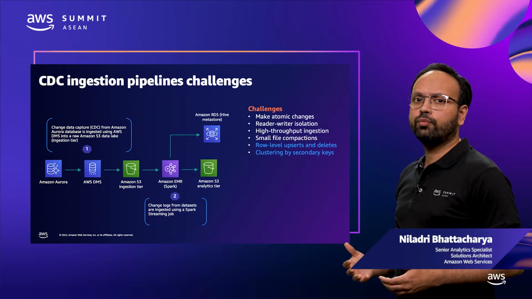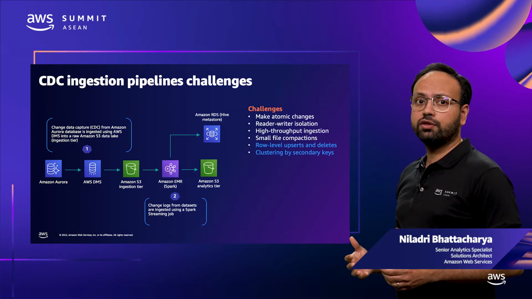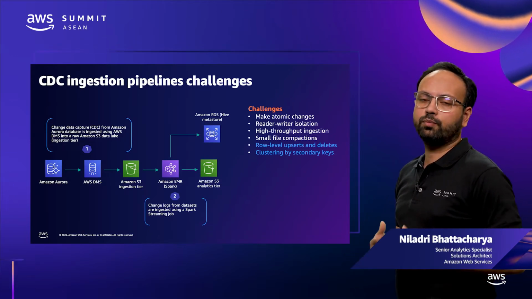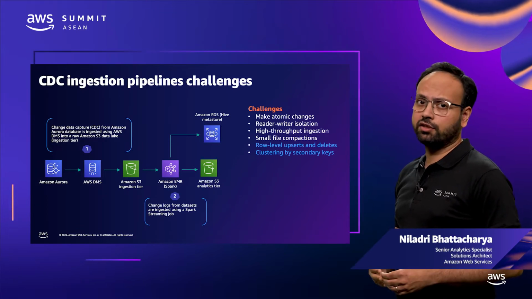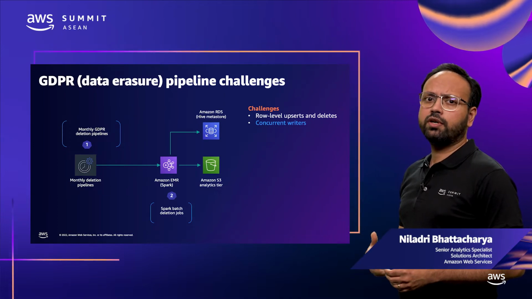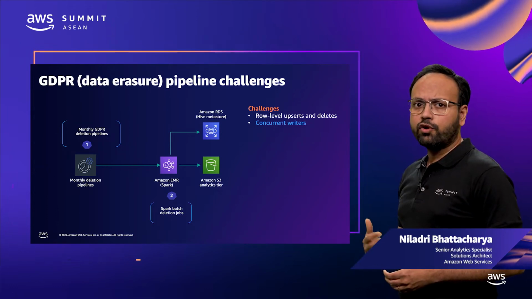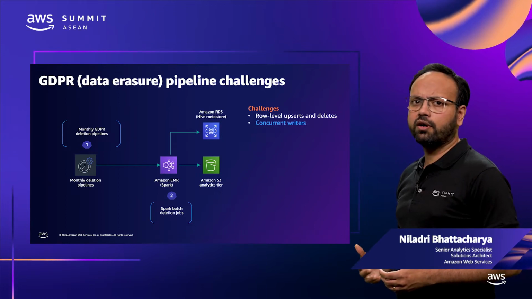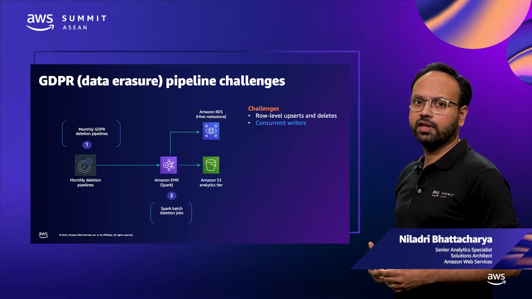These are high throughput, row-level DML operations. So, in addition to the previous set of challenges, you now would want to have the ability to perform row-level upserts and deletes and clustering by secondary keys. Another pattern we see emerge is due to compliance requirements like GDPR or CCPA, where you want to be able to do row-level updates and deletes as well as support your concurrent writes into your data lake for the regulatory requirements.